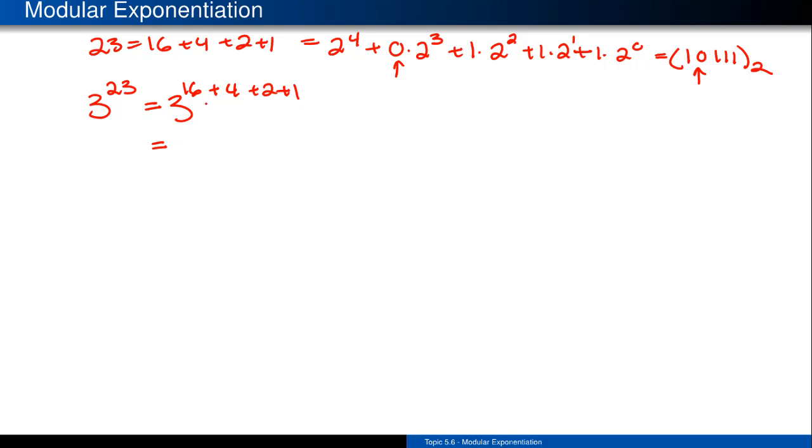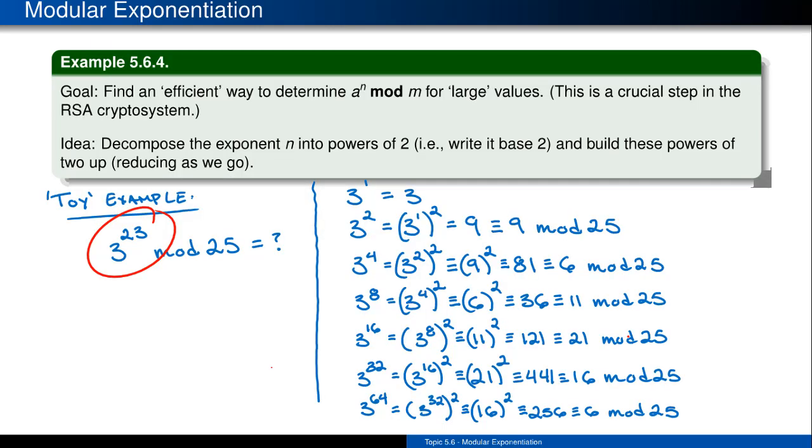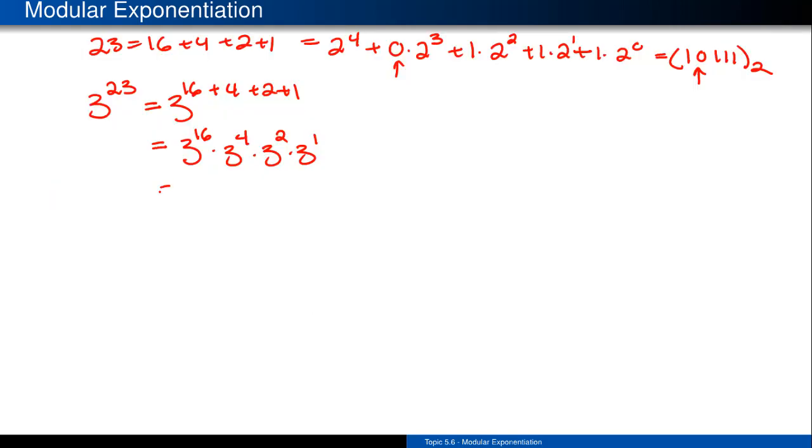Okay, so let's go back to this example of seeing 3 raised to the 23rd power. By using some properties of exponents, this thing is going to break up into a 3 to the 16th multiplied by a 3 to the 4th multiplied by a 3 squared multiplied by a 3 to the 1. Now all of those little pieces, the 3 to the 16th, the 3 to the 4th, the 3 squared, and the 3 to the 1, I know what all of those are going to kick out in this mod 25 setting. 3 to the 16th I know simply turns into a 21. A 3 to the 4th turns into a 6. A 3 squared turns into a 9. And then that value of 3 is simply just a 3. And that's got to be done modulo 25.